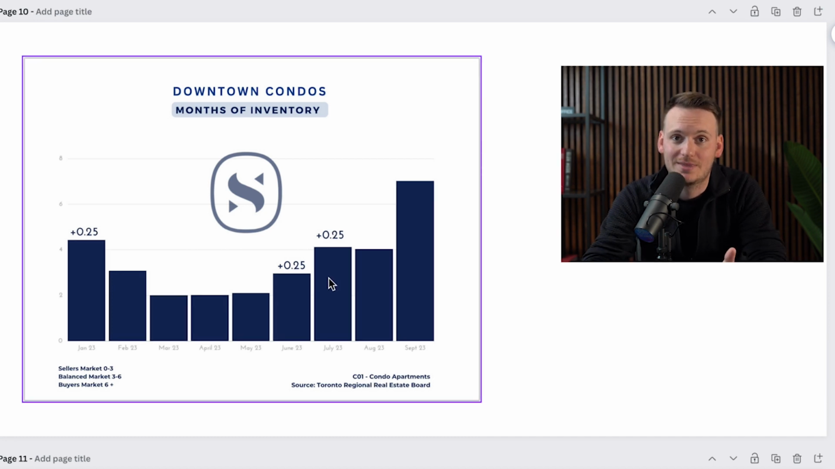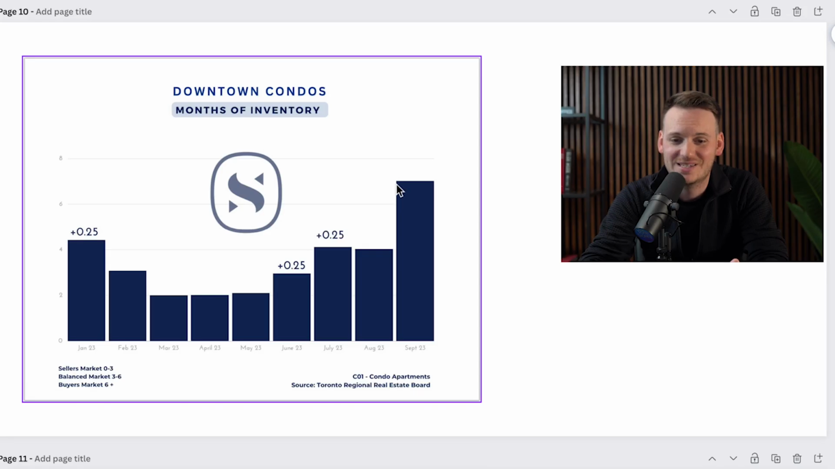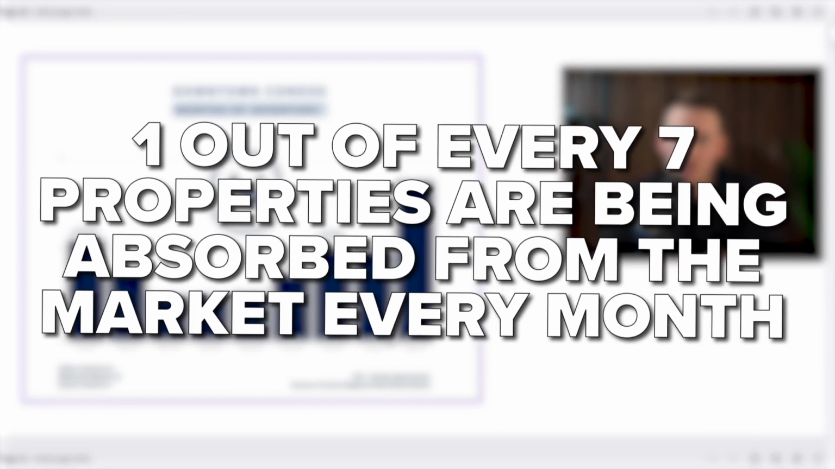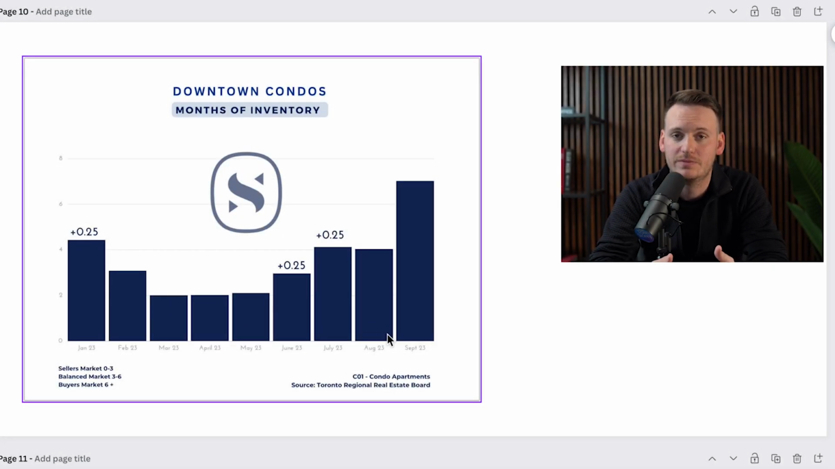So I literally track this every single month. So it's very easy when I'm meeting with a seller, showing them something like this, to say, hey, listen, the last sale happened in May here, but we can see in May there was just over 2 months of inventory. Right now in September and leading into October, we had over 7 months of inventory. And what that means for you as a seller is that only 1 out of every 7 properties is being absorbed from the market every single month. 15% of active listings are selling.